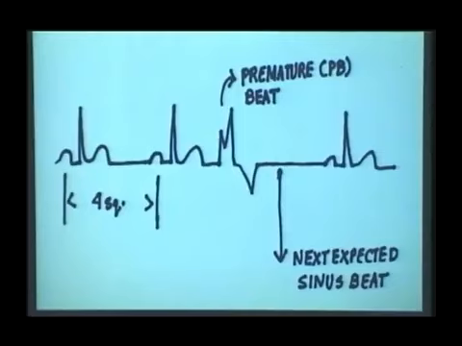For example, look at this diagram. The PP interval is 4 squares. That means you expect the next sinus impulse to come around the 4th square from this sinus impulse, isn't it? So the sinus P wave interval is 4 squares. Whereas here you see a beat which has come before that 4th square, before the next expected sinus beat. That's why it is called a premature beat. So this is a premature beat because it comes before the next expected sinus beat.